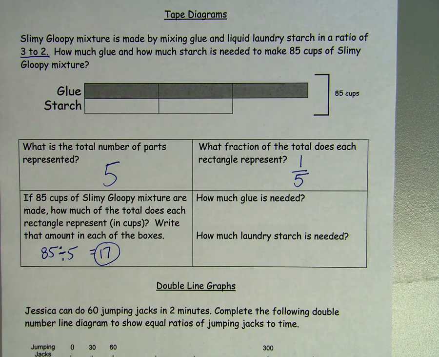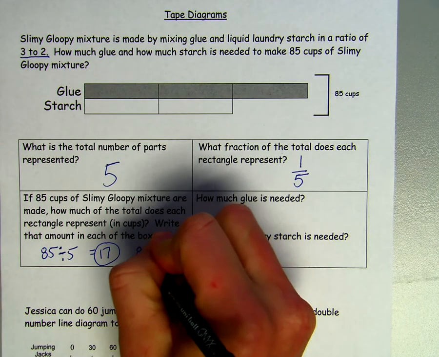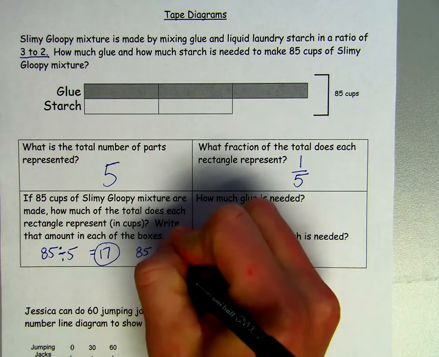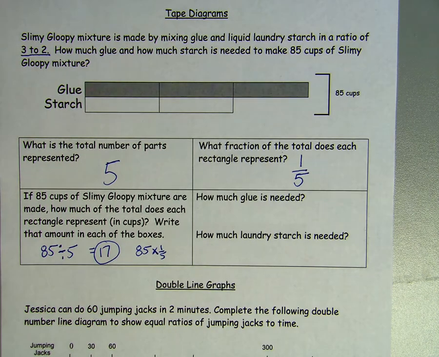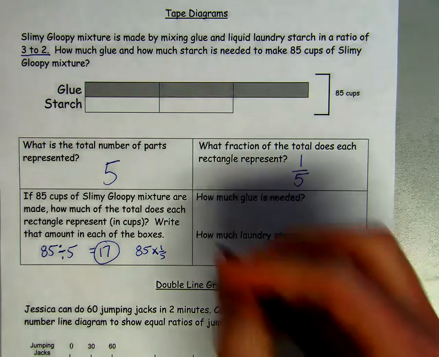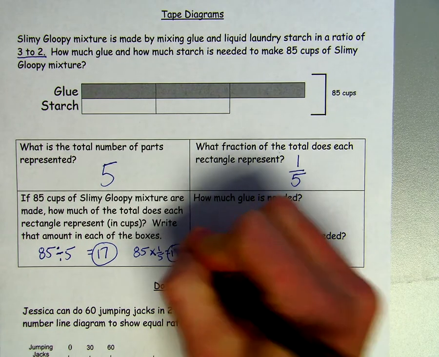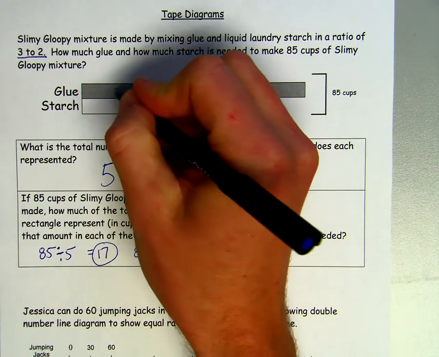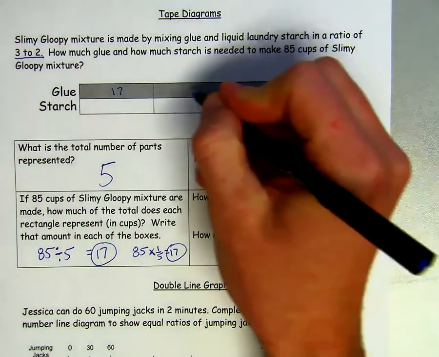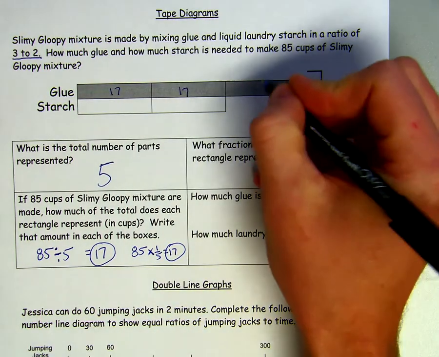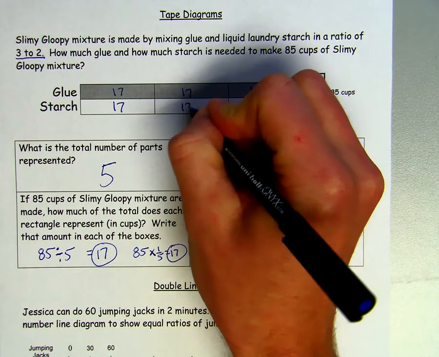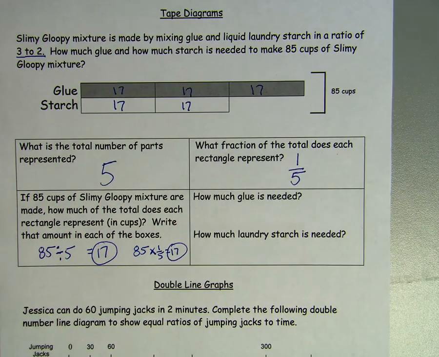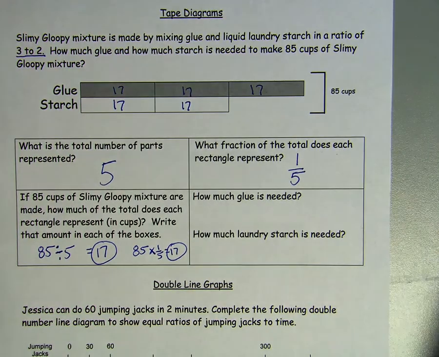The other way for you to do it is you can take 85 and multiply it by 1/5. Okay? And that's actually the same thing as dividing by 5, and you'll get again an answer of 17. So there is 17 cups in this part, 17 cups in that part, 17 in that one, 17 in that one, and 17 in that one. When we add them all up, they do equal 85.